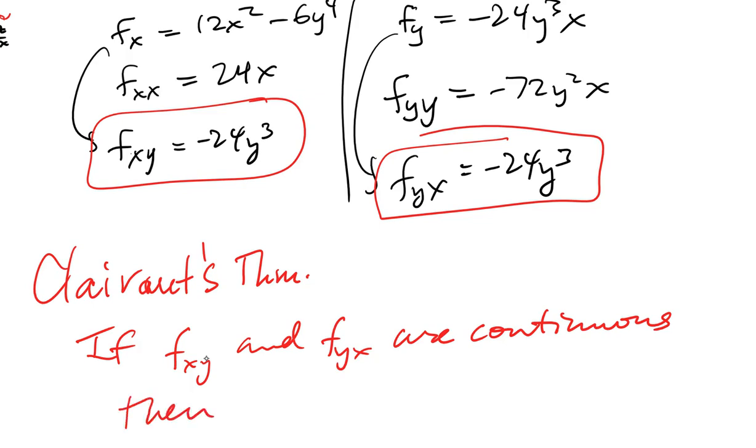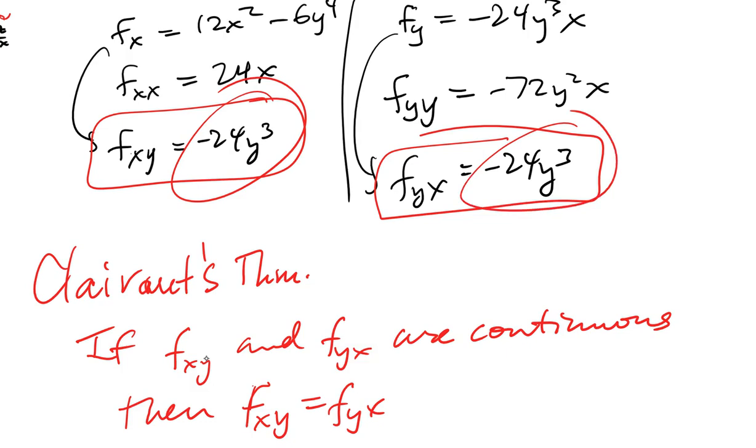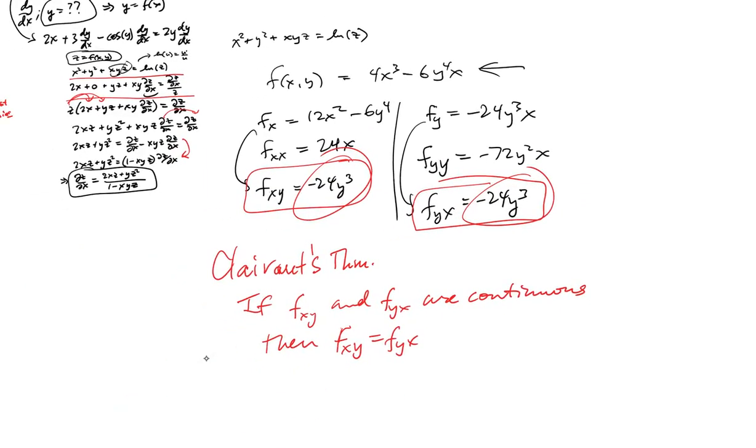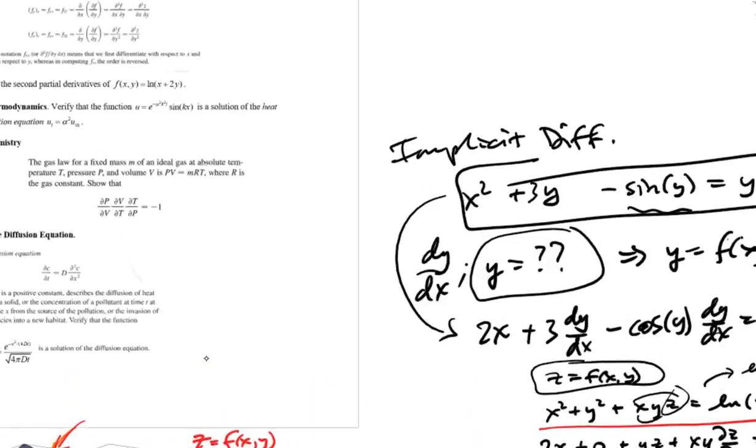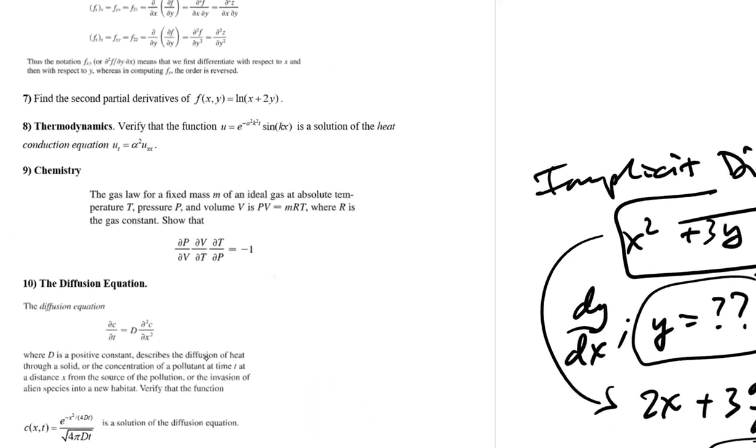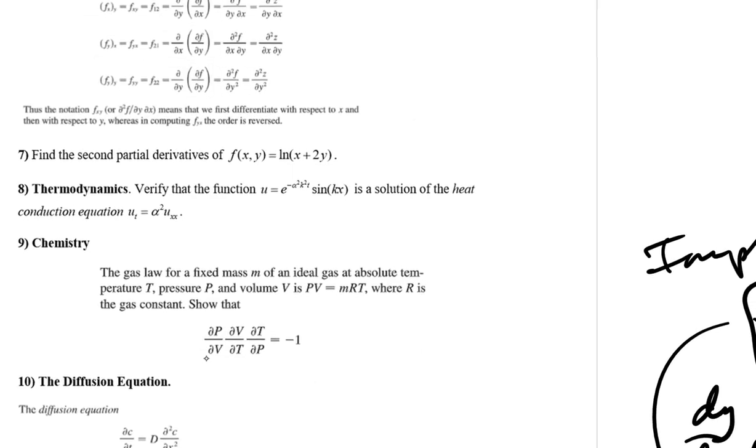We like functions that work this way. And f sub xy is equal to f sub yx. These are both continuous, and so they're equal. All right, that's Clairaut's theorem. It's kind of nice to prove that, actually. All right, so let's do another example that might be a little harder.